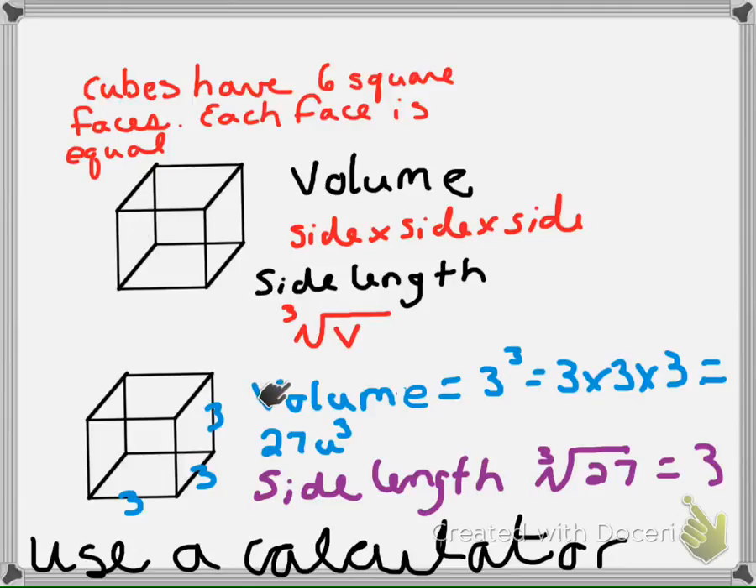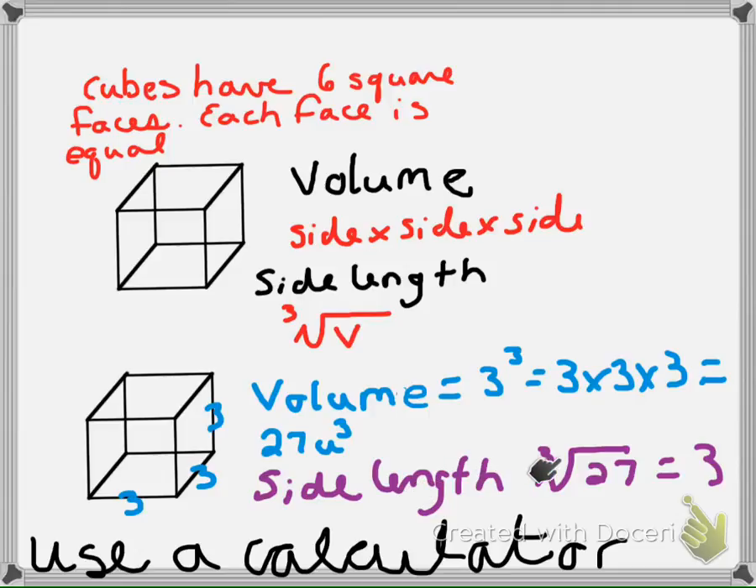So here's the example. If I tell you that the side length of this is 3, to find the volume, you'll do 3 to the 3rd power, or 3 times 3 times 3, side times side times side, which is 27 units cubed. Okay, because you know that this is 27 units cubed, if you were finding the side length, you would undo what you just did. You'd do the reverse.